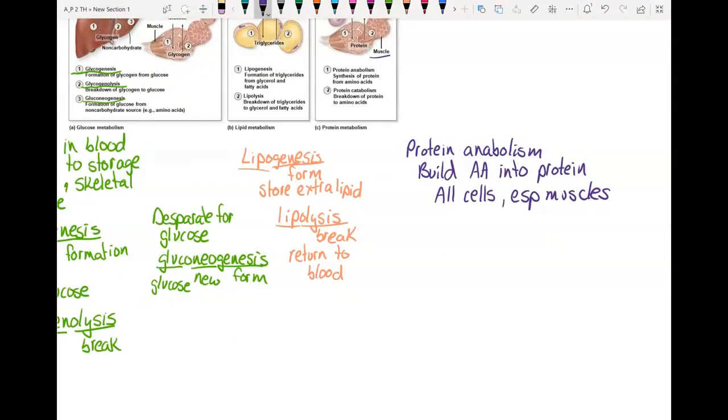Then you have protein catabolism. This is something your body prefers to avoid. You don't like breaking down your proteins. So if you can avoid it, you will. But sometimes it's necessary. So this is when you break your proteins to release amino acids.